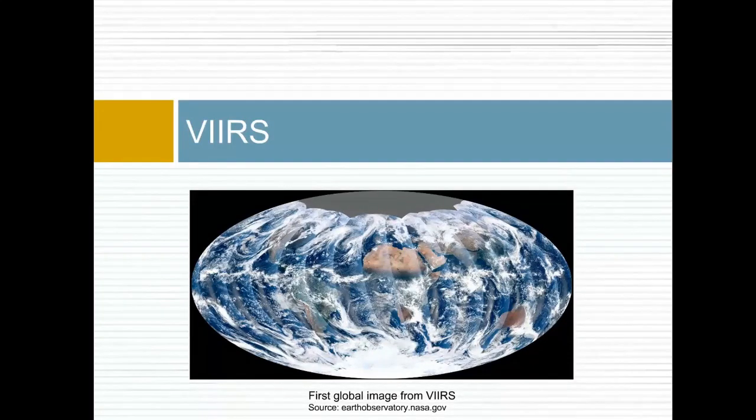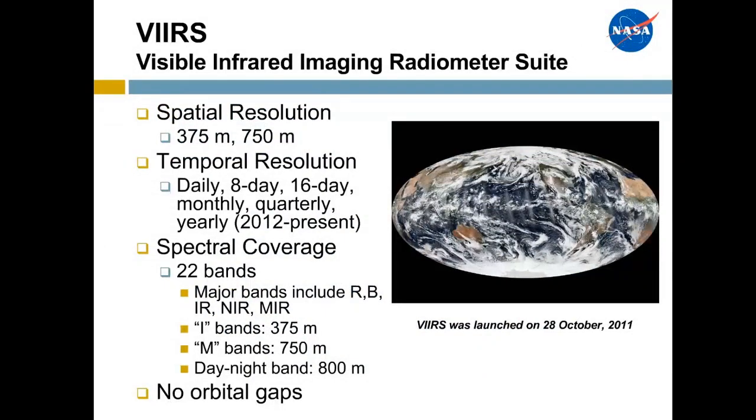Next, I will talk about the Visible Infrared Imaging Radiometer Suite, or VIIRS. Like MODIS, VIIRS is a multidisciplinary sensor providing data for ocean, land, aerosol, and cloud research and operational uses. VIIRS was launched on board Suomi NPP on October 28, 2011. The spatial resolution is 375 to 750 meters, depending on the product, with similar temporal resolution as MODIS. Therefore, data are collected daily, and there are 8-day, 16-day, monthly, quarterly, and yearly composites.